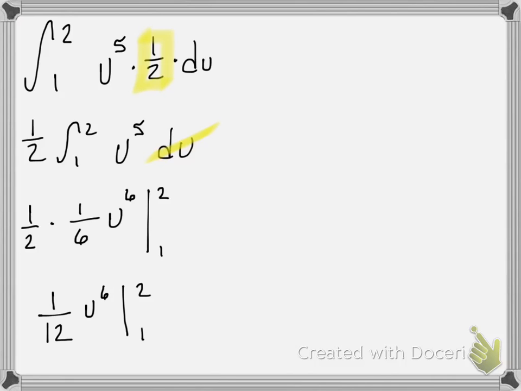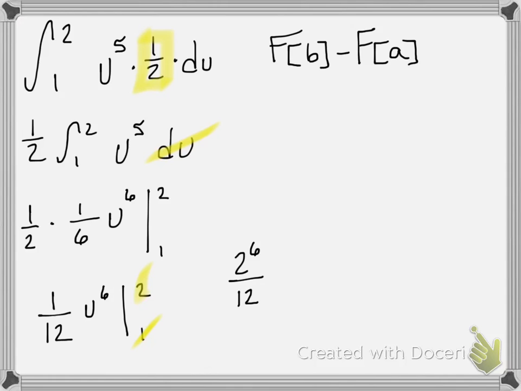So now we can go through, and our nice little equation, which now you should know, is the fundamental theorem of calculus. So now we just start computing, and that's going to be our B, and that's our A. So we have 2 to the 6th over 12 minus 1 to the 6th over 12.